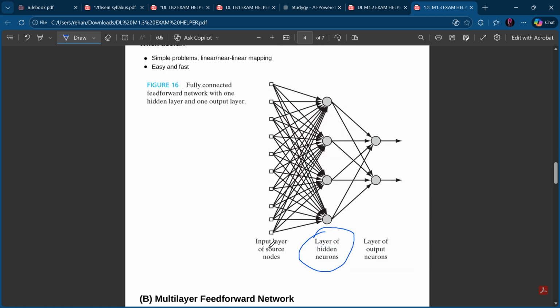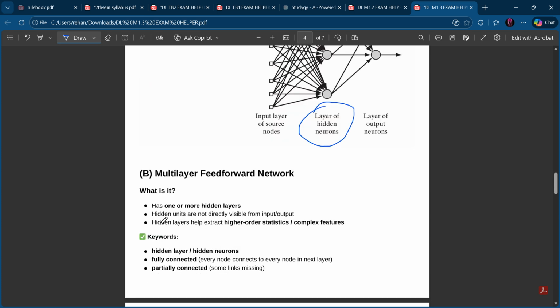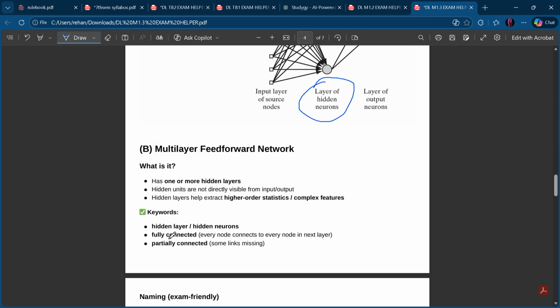When you talk about hidden layers, they are for the computer, inside the computer. For human eyes, whatever we process, for ChatGPT, we type something and get the output. Input, output, and what is happening in the background is very distinct, it won't show all those actual things. Hidden layers help extract higher-order statistics and complex features. Keywords to remember: hidden layer, hidden neurons, fully connected.